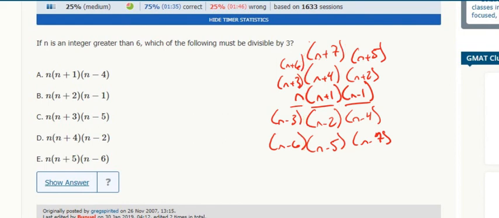Okay, so what do we have here? Let's look at the answer choices. n plus 1, n minus 4. That's good. That covers all my bases. Column 1, column 2, column 3. That's the one. Okay. Other ones aren't, because if you look at, like, n plus 2, n minus 1, I'm missing this column. I don't have it. What if that's where the multiple of 3 is? And that's true of all these answer choices. Okay.